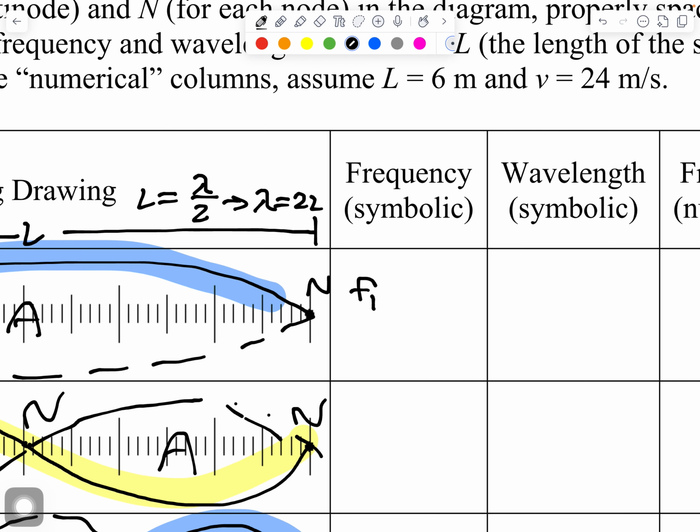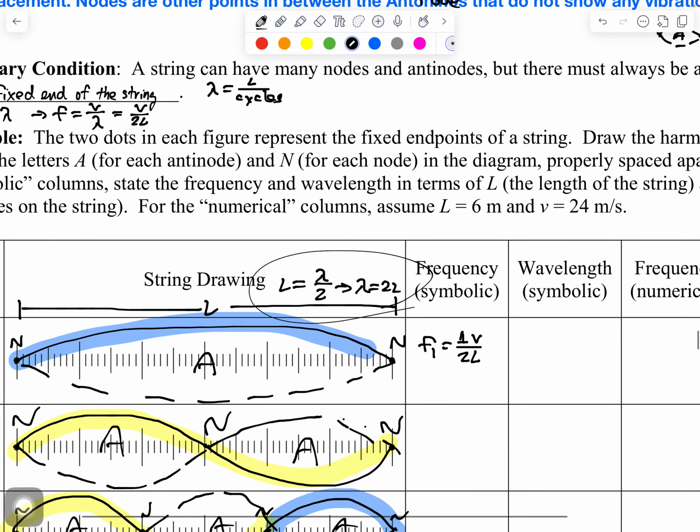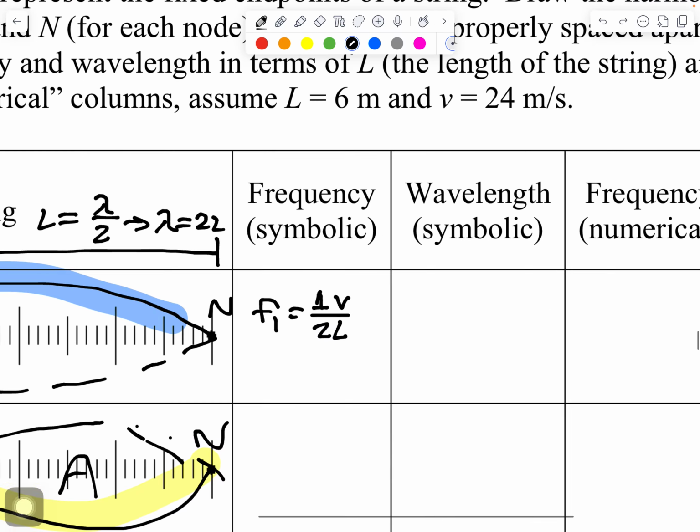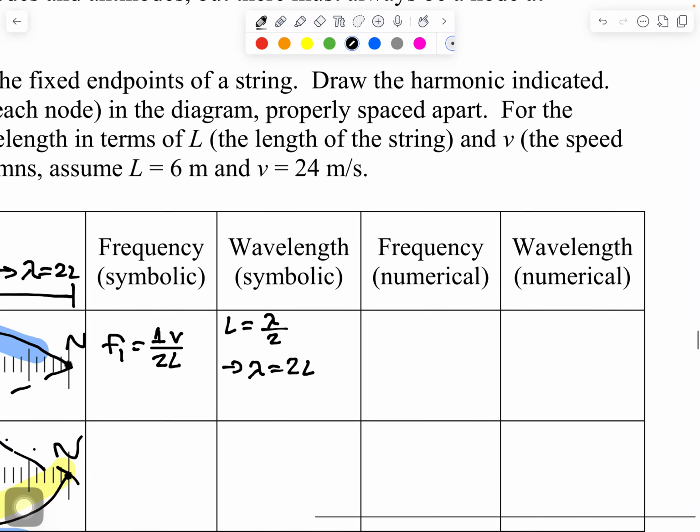So F1 would be 1 times V over 2L. You're going to see why I put the 1 in there in a moment. Okay, symbolic wavelength. I kind of already did that right here, but let's do it again. Here, the length is equal to the wavelength divided by 2, so the wavelength would be 2 times the length of the oscillator. Now the frequency, well, we can calculate it now.